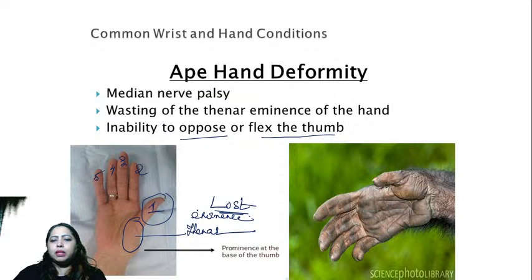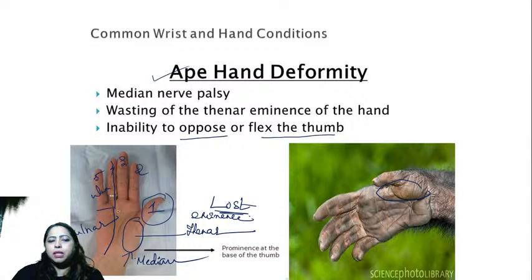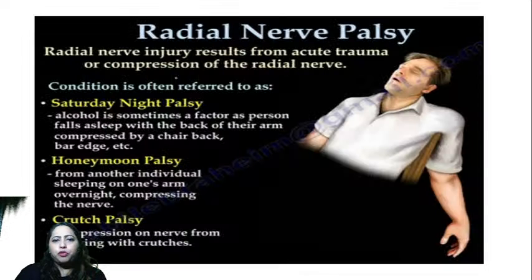So it looks like the ape hand, with the elongated or stretched palm, and that is known as ape hand deformity. This side is supplied by median nerve. How much? This 1.5 fingers. So this much is ulnar. This side is ulnar, and this side is median. And since the median nerve is paralyzed, you have a condition called ape hand deformity.